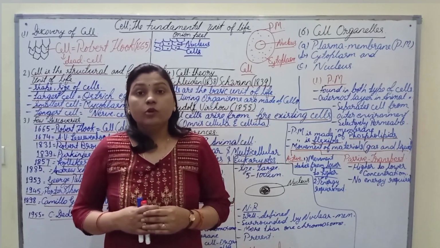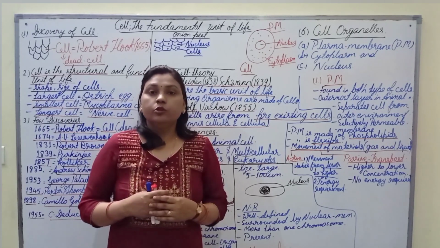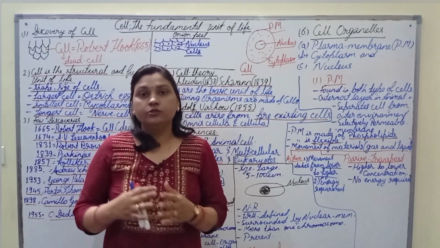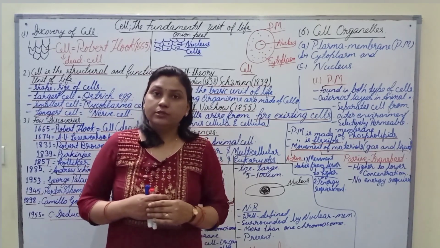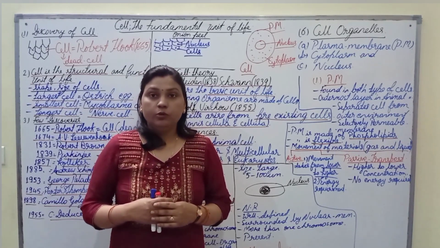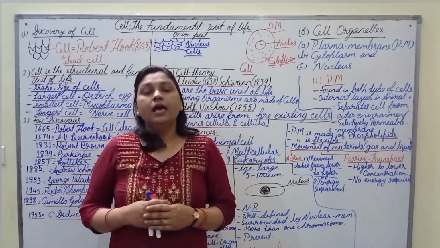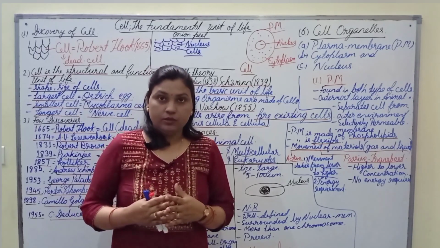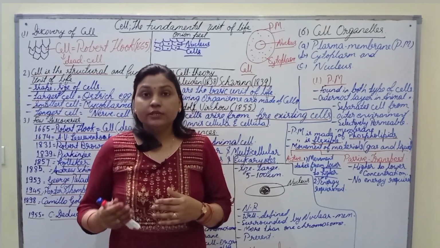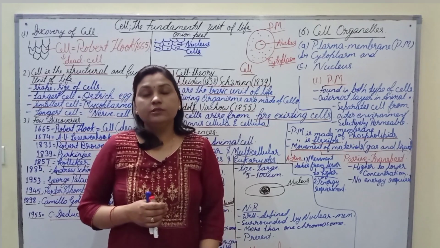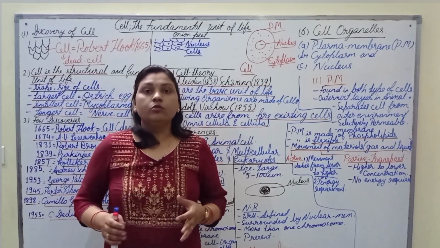Now moving on, we have the osmosis process. It is the movement of water molecules from the region of higher concentration to the region of lower concentration through a semi-permeable membrane. It's called the osmosis process. Generally, the roots of plants absorb water and minerals from the soil by the process of osmosis.